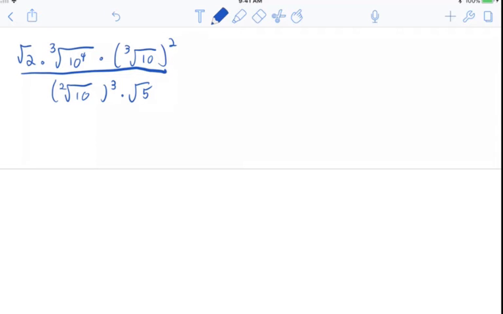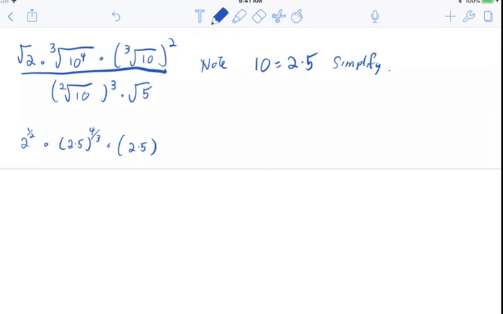Okay. Note that 10 is equal to 2 times 5 and simplify. So the first term becomes 2 to the 1/2, and the second term becomes 2 times 5, 4 over 3, and this term becomes 2 times 5, that's the 10, 2 over 3, and the denominator becomes 2 times 5, 3 over 2, and the last term is 5 to the 1/2.